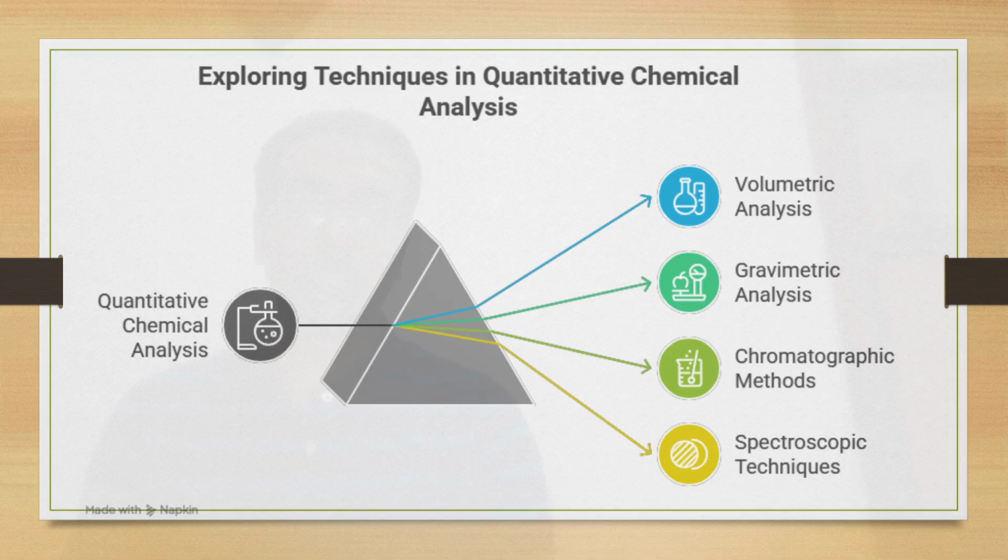And lastly, we are going to talk about the spectroscopic techniques. Here we are going to interact our sample with some electromagnetic radiation, right? Upon this interaction of matter and electromagnetic radiation, we are going to see some changes in the radiation. Then we compare those changes, and from that we'll be able to find out the exact amount of the substance that we have in our sample, right? So these are the 4 chapters we are going to discuss in detail.